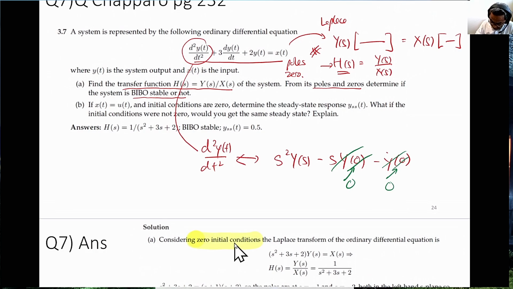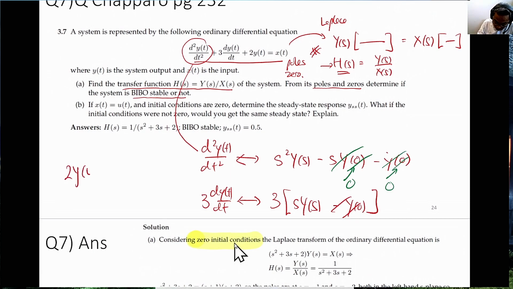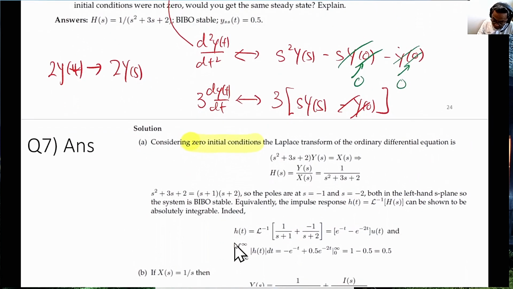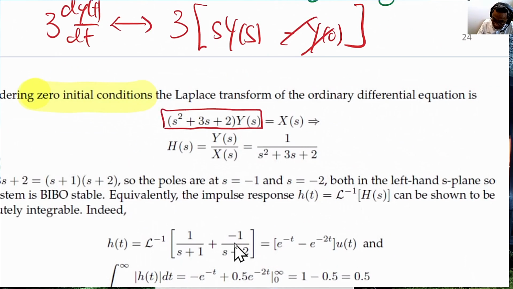The second one is 3 dy(t)/dt. This is 3 s Y(s) again minus y(0), and again the initial condition is 0, means this is 0. And the last one is 2 y(t). The Laplace transform is 2 Y(s). We collect all the Y(s) together and we'll get this expression for Y(s). We leave X(s) alone. This is the placeholder for the input.